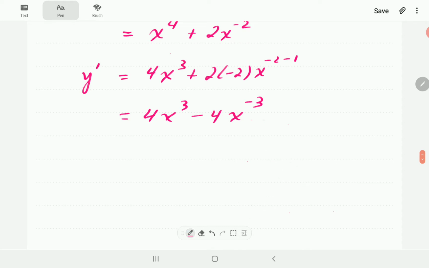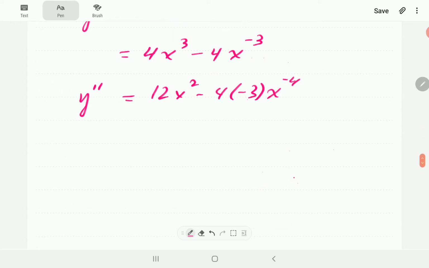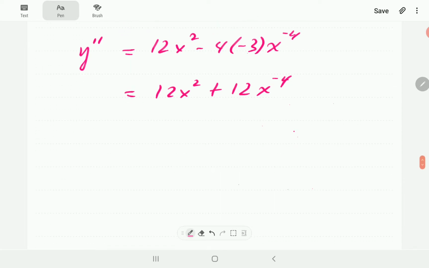And then we differentiate again. So the second order derivative: 4 times 3 is going to be 12. We subtract 1, and then that's going to be minus 4 times minus 3. We subtract 1, that is going to be minus 4 now. So this simplifies to 12x squared plus 12x to the power minus 4.